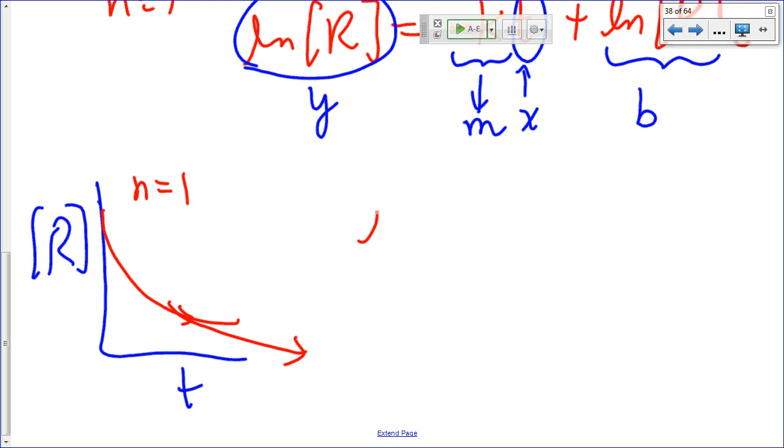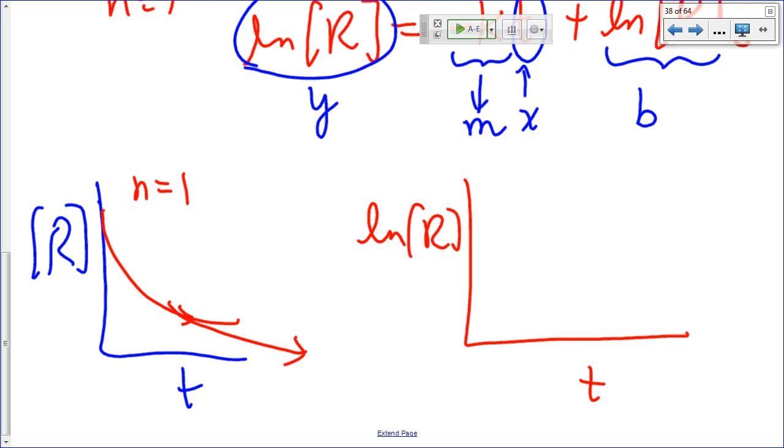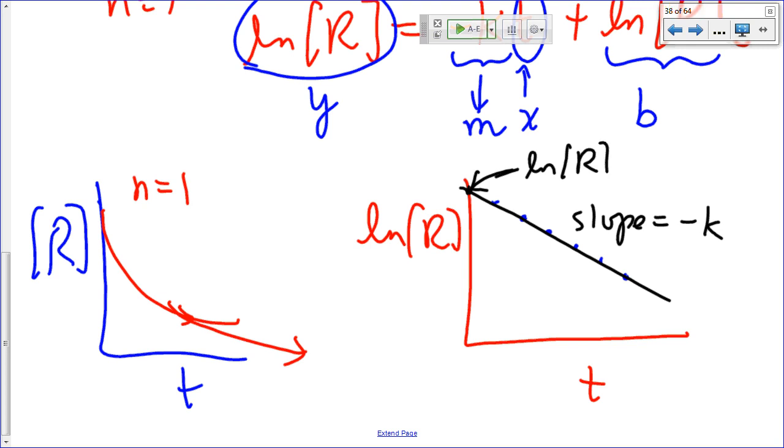But if I plot natural log of the concentration of R versus time, my data is going to fit a straight line. All my data points are going to line up, and if I draw the best fit line through my data, I'll find that my slope is equal to negative k, and this y-intercept will be the natural log of R at time 0. So that's how you can tell that your reaction is first order with respect to reactant R.